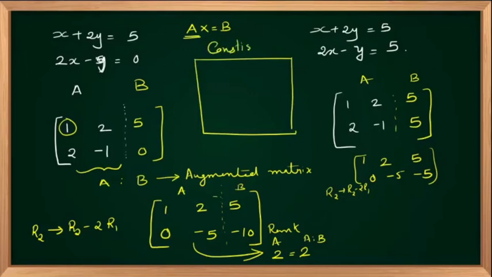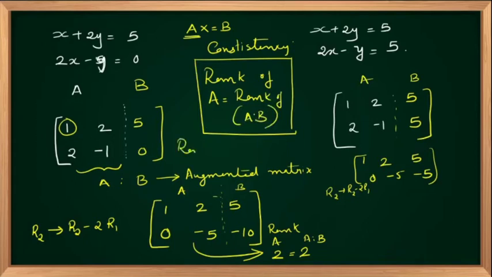Consistency requirement: rank of A equal to rank of A colon B. You must read it as rank of the coefficient matrix must be equal to rank of the augmented matrix. That is the requirement. That is the required condition for any non-homogeneous system of linear equations to be consistent. You need the rank of the coefficient matrix and the rank of the augmented matrix to be the same. Is it clear? That is the first point you must not forget.